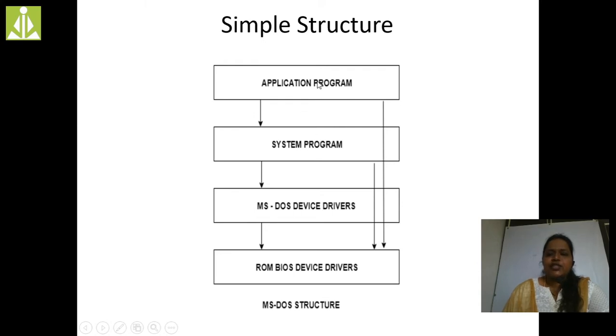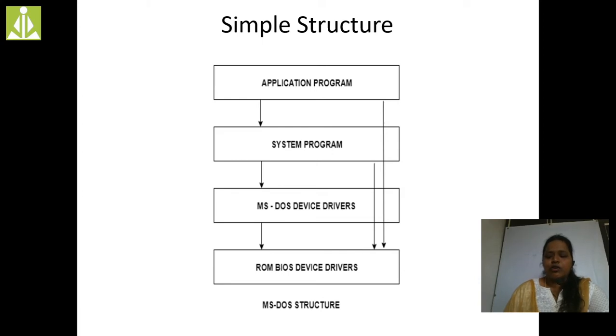Application program means the user program. What the user wants to do, a particular program or a particular task, we call it an application program. The next one is the system program. When it has been processed onto the system, it is converted into a system program. By making use of the device drivers, this is executed and then stored onto the RAM. So this is the simple structure.